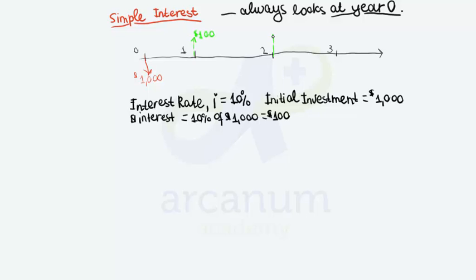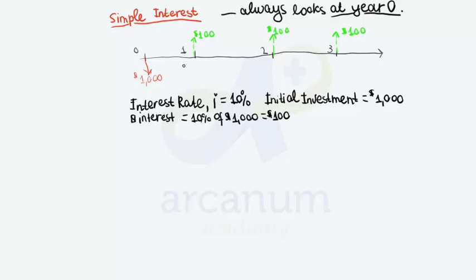And this interest will stay constant year over year. Why? Because we would always look at our original investment of $1,000. So we always look at year 0 and we calculate the interest based on our original balance of $1,000. That means that each year we're going to be making $100 worth of interest.